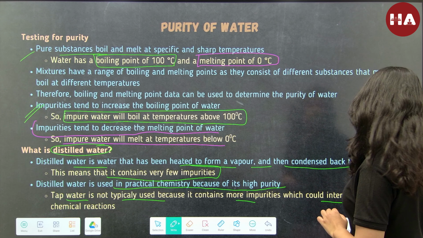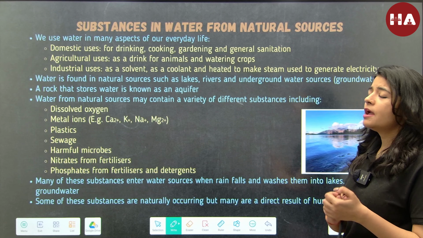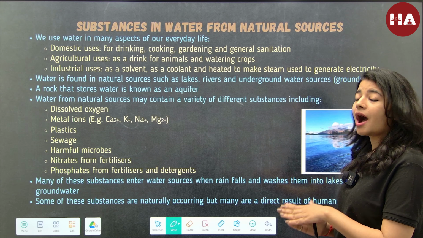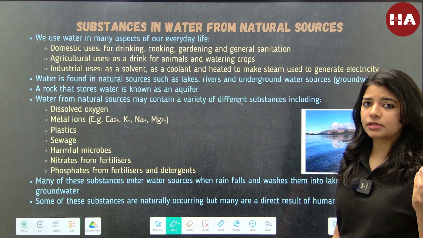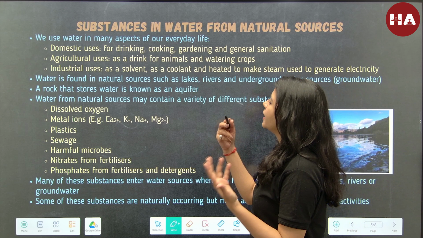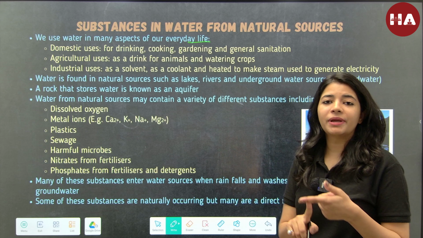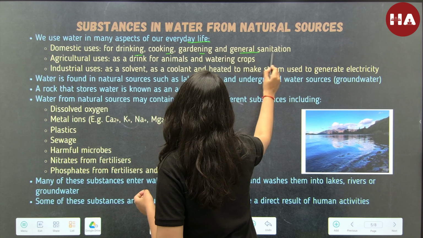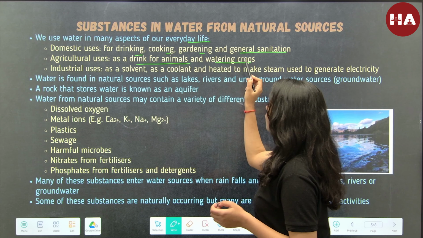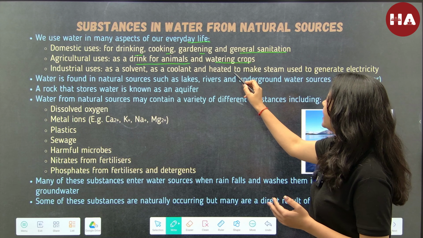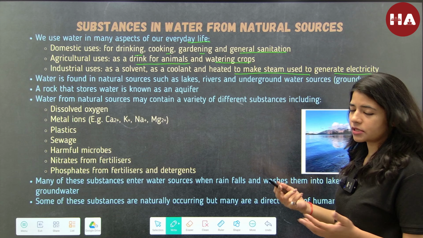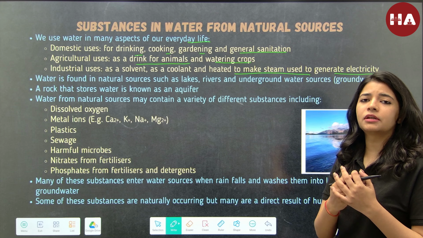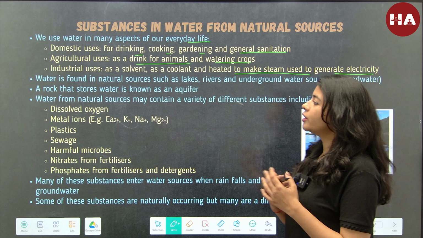Now let's talk about where we get water from, why water is used, and what beneficial or harmful things are present in water. We use water in many aspects of our everyday life, for example domestic use, agricultural use, or industrial use. So for drinking, cooking, gardening, general sanitation, drinking for animals and watering crops, as a solvent, as a coolant, and heated to make steam used to generate electricity. All of these are uses of water. So water is very important and very useful for us.